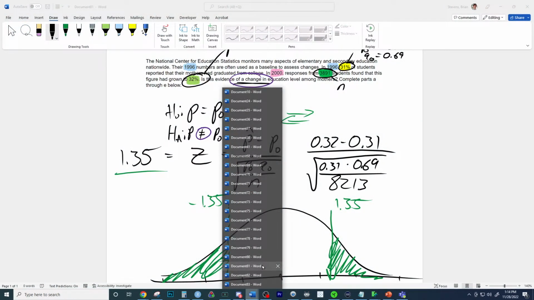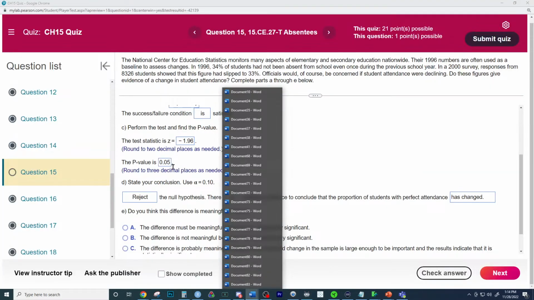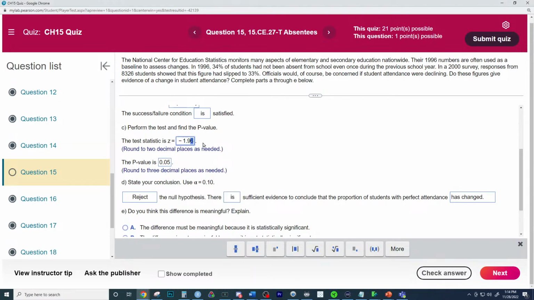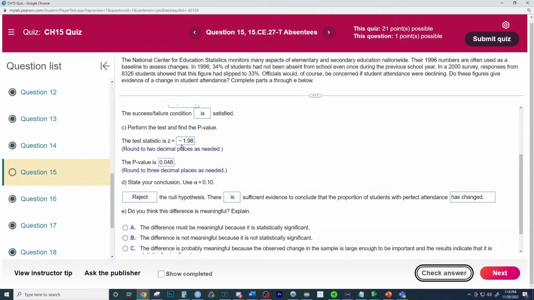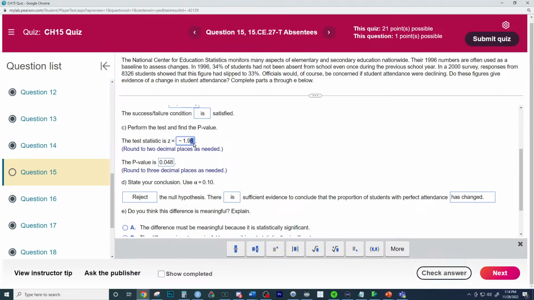83.26. So larger sample size, higher t statistic. Higher t statistic, lower p-value. Lower p-value. We're so close.